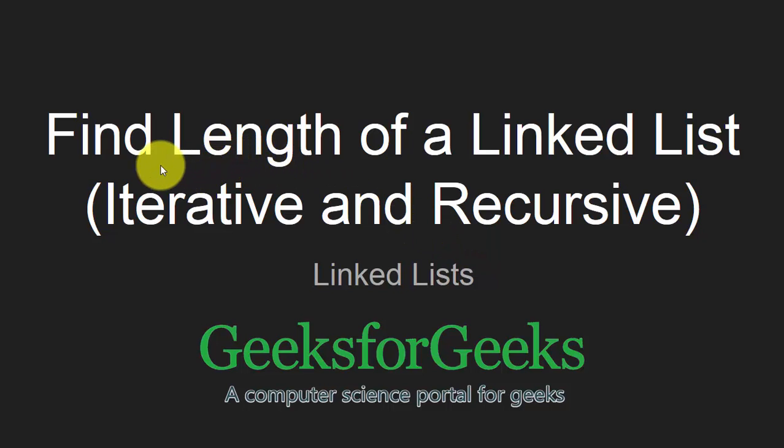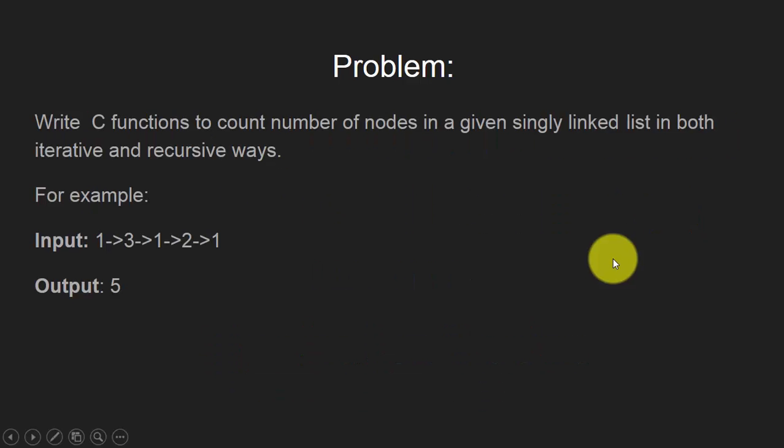In this video, we will learn how to find the length of a linked list in both iterative and recursive ways. In other words, we have to write functions to count the number of nodes in a given singly linked list in both iterative and recursive ways. For example, if the given input linked list is 1 3 1 2 1, then the output will be 5.